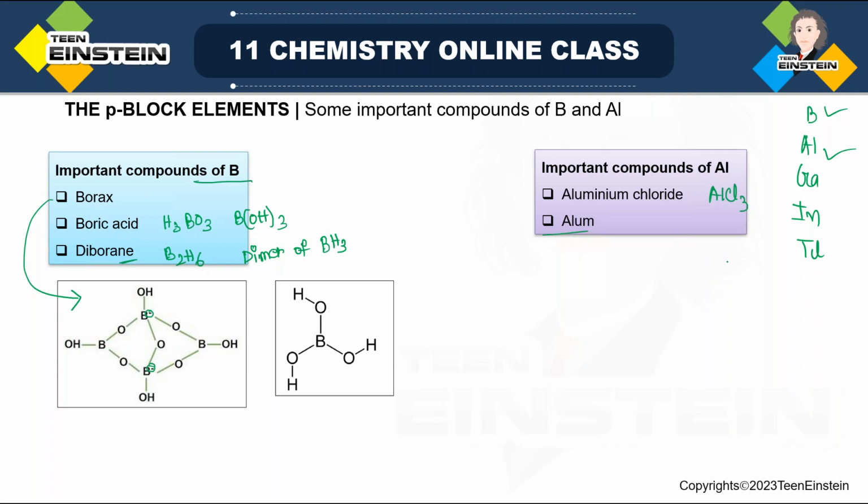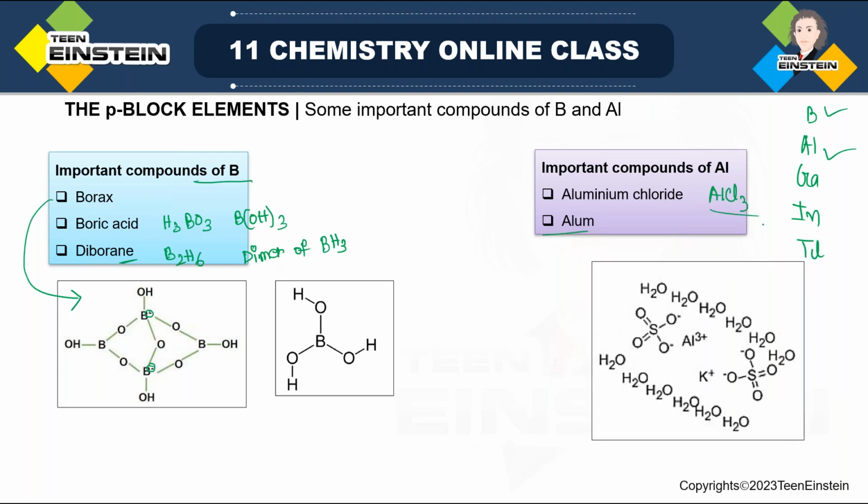Now, in case of aluminium chloride, it is simple, AlCl3, but when we consider alum, it has a very large structure. It is basically a salt, two salts are there. You can see here, potassium ion and sulfate ion are there, and there are a total of 6 and 6, total 12 water molecules. We will also, obviously, have Al3+. So there is Al3+, K+, sulfate and water molecules.